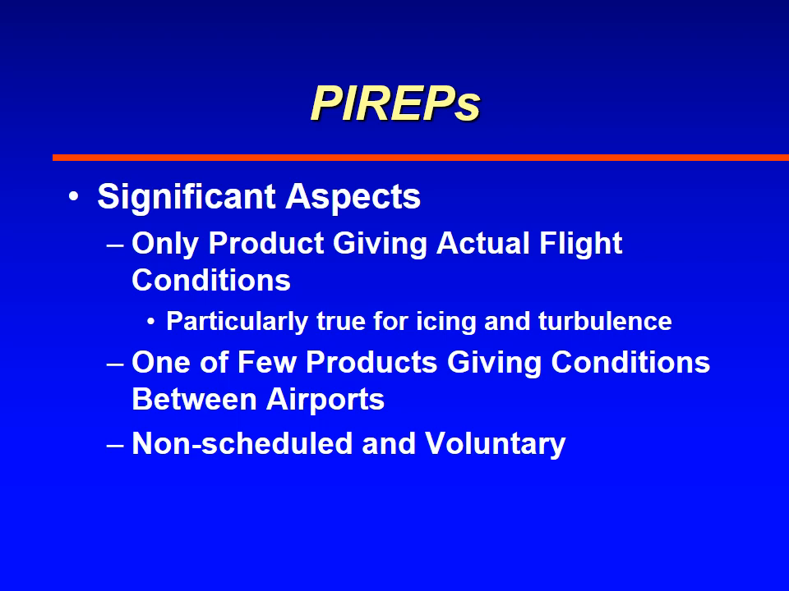The nice thing is that they give weather information in between reporting stations, along your actual route of flight. So it gives you information that you wouldn't normally have from charts or other material. It gives you icing that is occurring, turbulence that's occurring, and any other remarks that pilots might give you. For example, the cloud tops and cloud bases.